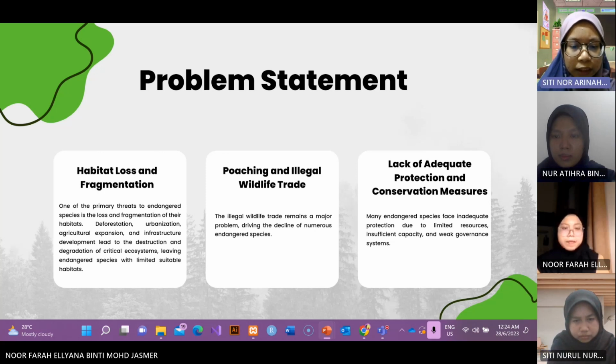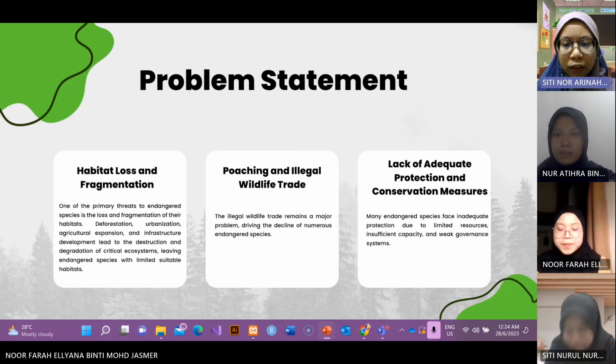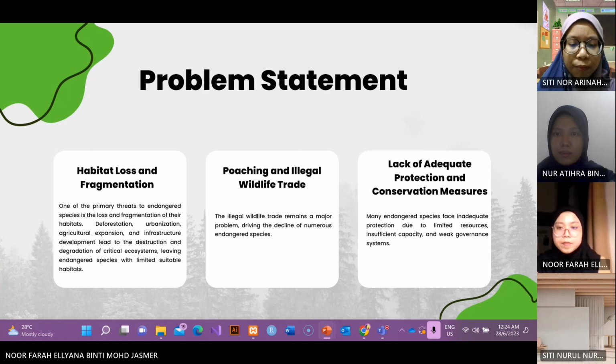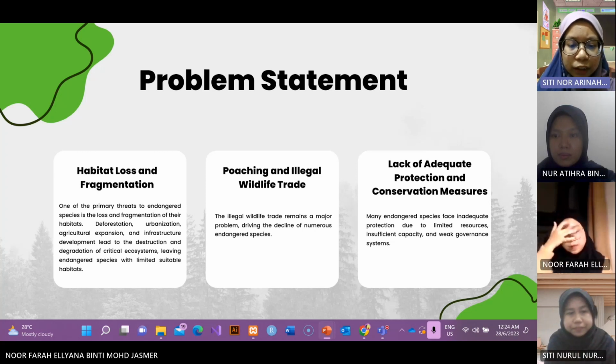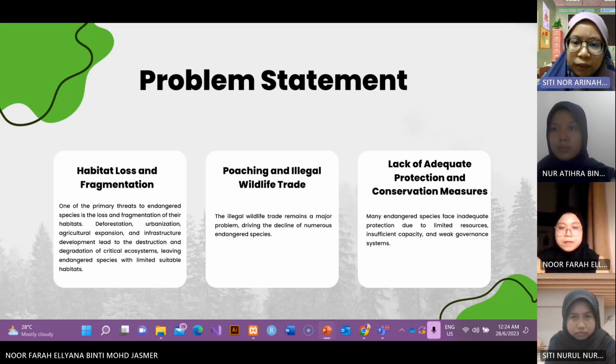Second is poaching and illegal wildlife trade. The illegal wildlife trade remains a major problem, driving the decline of numerous endangered species. And last is the lack of adequate protection and conservation measures. Many endangered species face inadequate protection due to limited resources, insufficient capacity, and weak governance systems. So now we pass to Atira to explain the next slide.